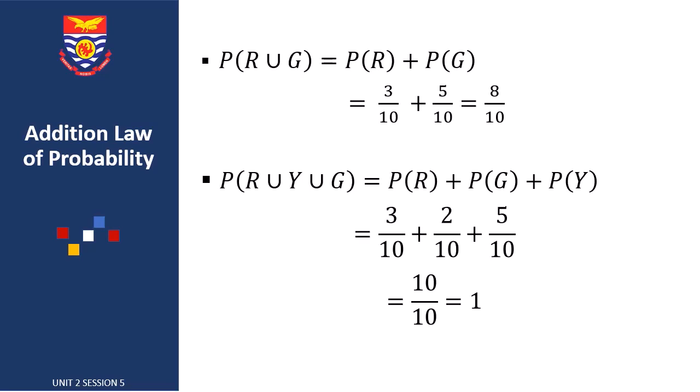Now the F part, the probability of red or yellow or green. That gives us all the 3 events, and when we add them, we have 1. Just 1.